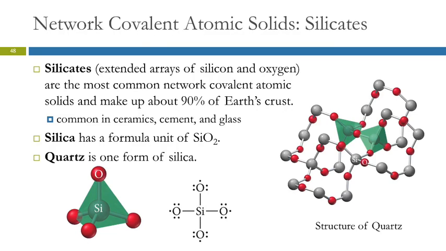Another important network covalent atomic solid are silicates. And you look at silicates, they are extended arrays of silicon and oxygen. And when I see SiO2, I think molecule, right? Well, it's like a molecule, a silicon and 2 oxygens. But that's just the empirical formula. They are not actual molecules. It is a network covalent atomic solid because we have this lattice that's formed of silicon-oxygen bonds, and they just continue throughout the whole substance.